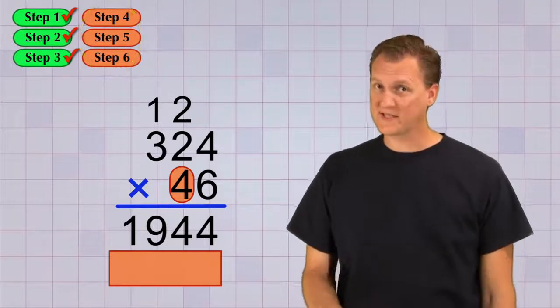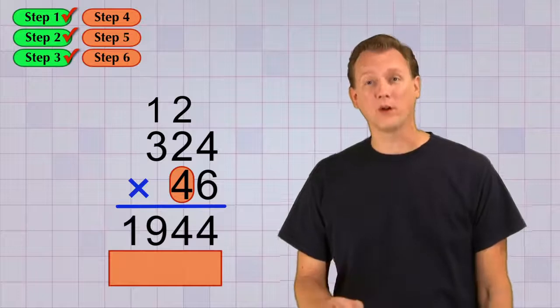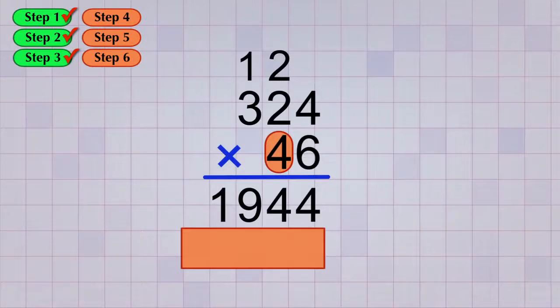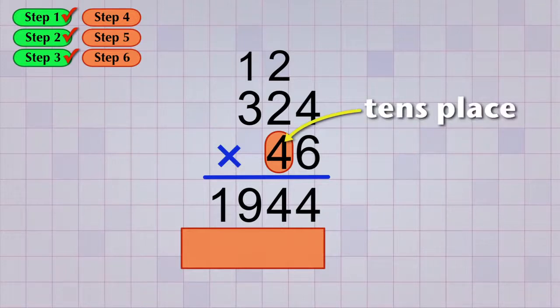Oh, and I almost forgot to tell you, there's something very important that you need to do when you start the second set of steps. Because the second digit of the bottom number is in the tens place, that means that even though the digit's only a 4, its value is really 40.